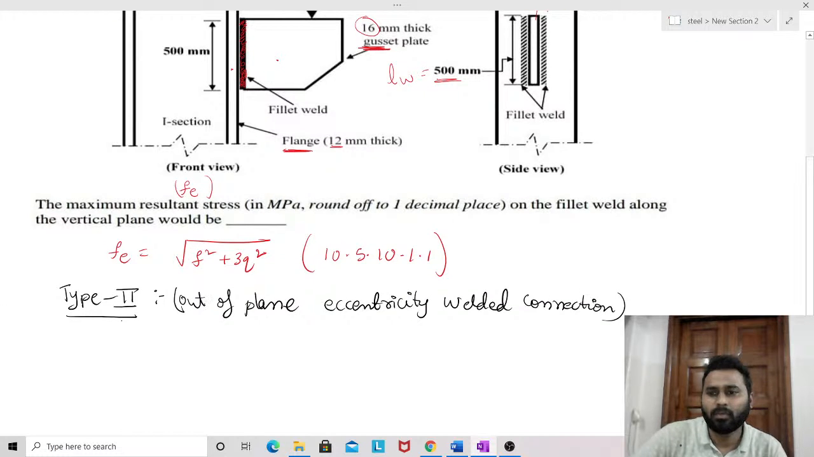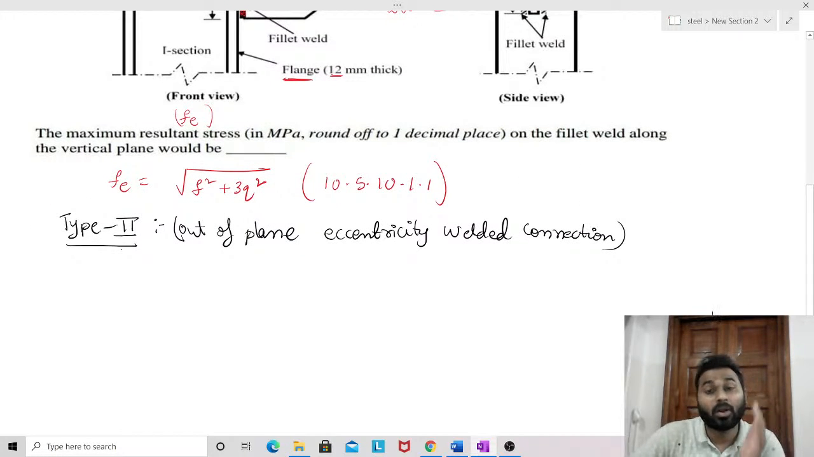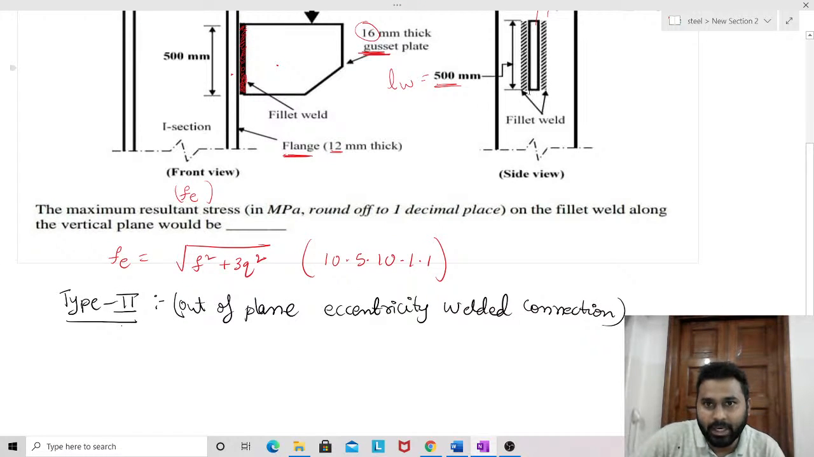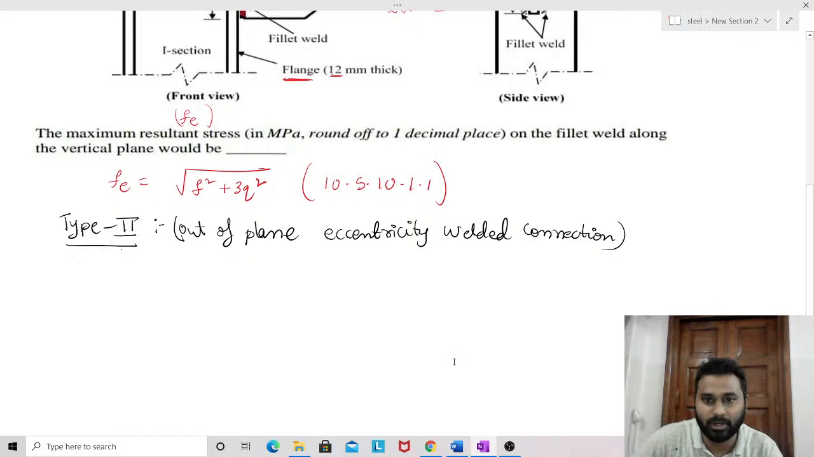For that, one needs to have the cross section of the fillet weld. Here, in the inside view, we can observe the cross section of the fillet weld. Here we can see the throat thickness TT and of course the length of the fillet weld. Those two fillet welds I am going to combine and show the cross-sectional view of the fillet weld. So here I will draw the cross-sectional view of the fillet weld.